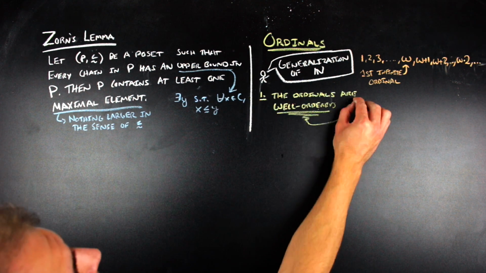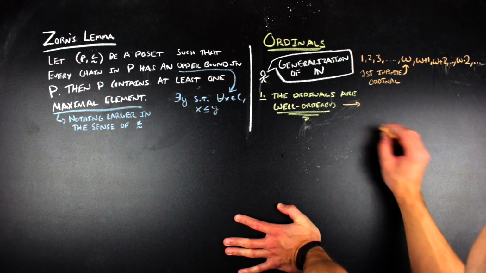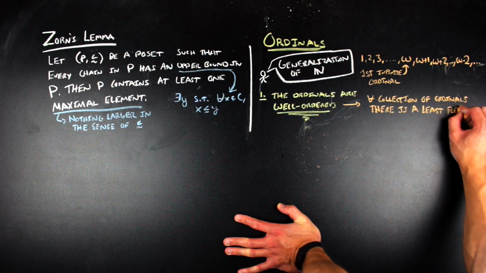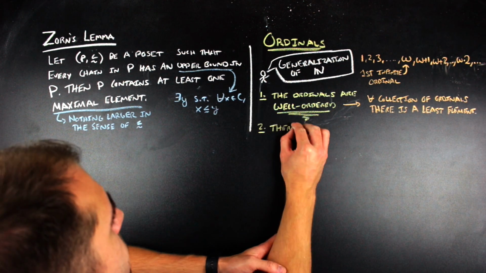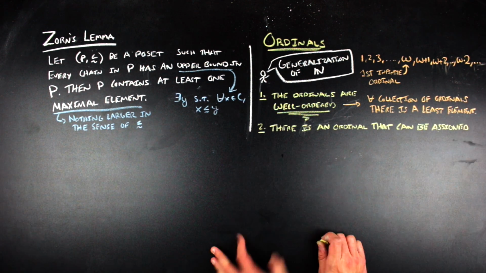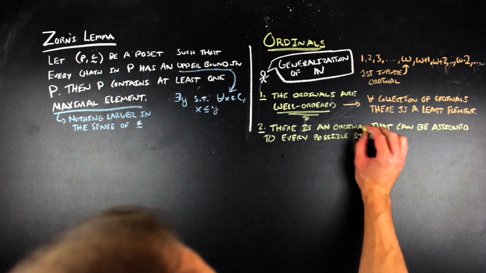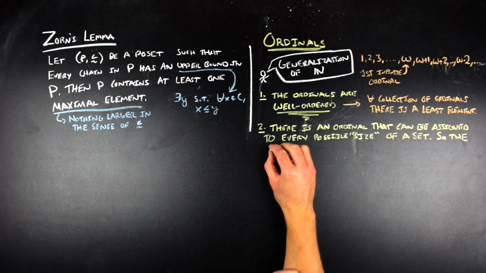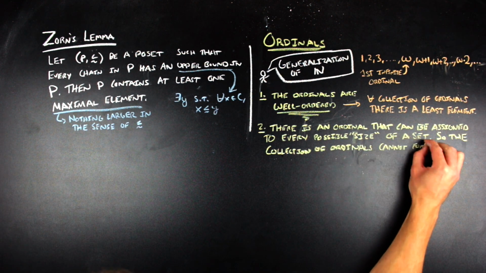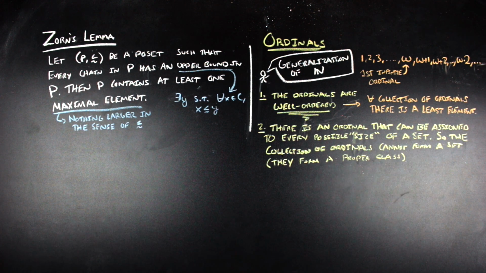In particular, the ordinals are well ordered, meaning that there is a least element for every collection of ordinals that you consider. Also, there is an ordinal for every possible size of a set. So the collection of ordinals is too big to form a set itself, and is thus a proper class. These two ideas about ordinals give us enough mental leeway to sketch an idea of why one might believe that Zorn's lemma is true.